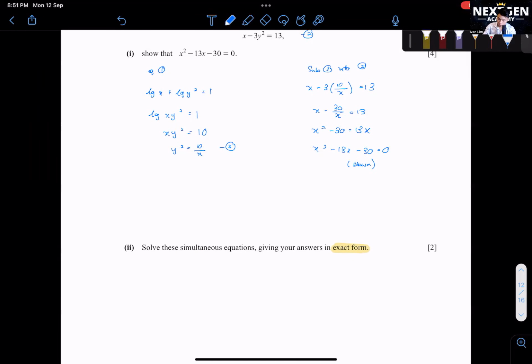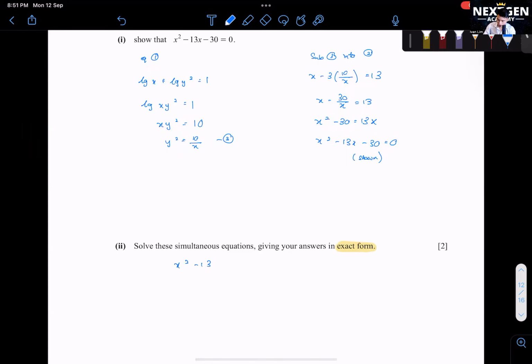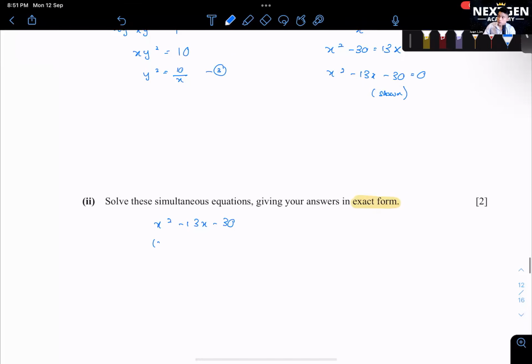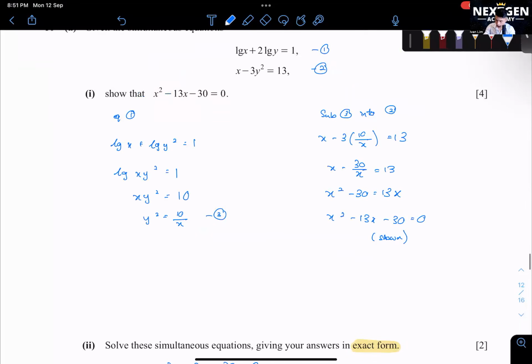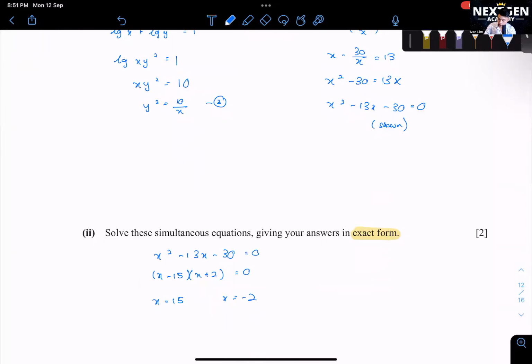All right, so we solve it. x squared minus 13x minus 30. We factorize it first. So (x minus 15)(x plus 2) equals 0. x will be equal to 15, x equals negative 2. So you go back to the question. Can x have a negative value? Cannot, right? Because of log x. I cannot have a log of a negative x value. So from here, you should know that you need to reject it already.